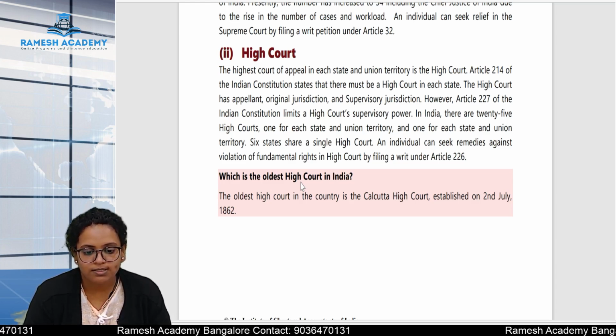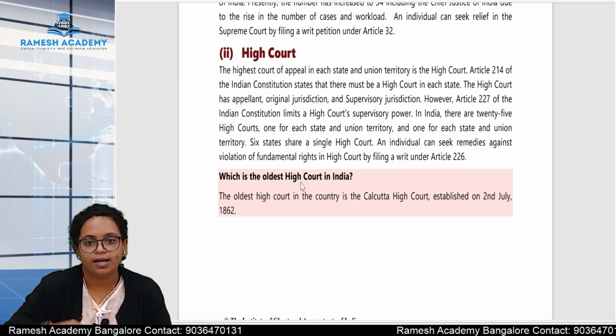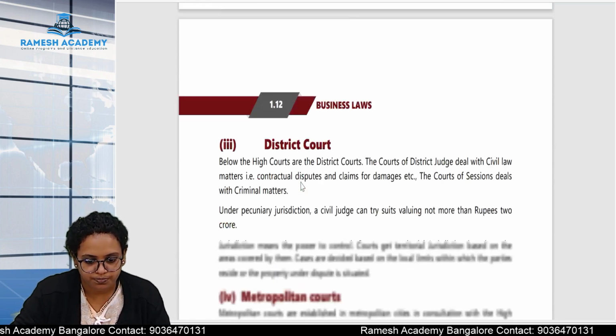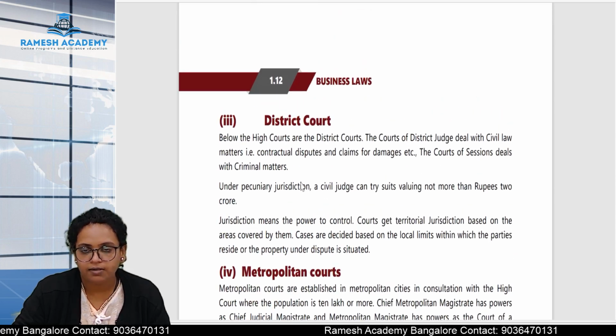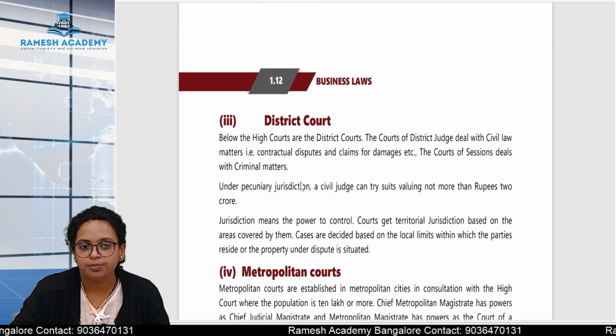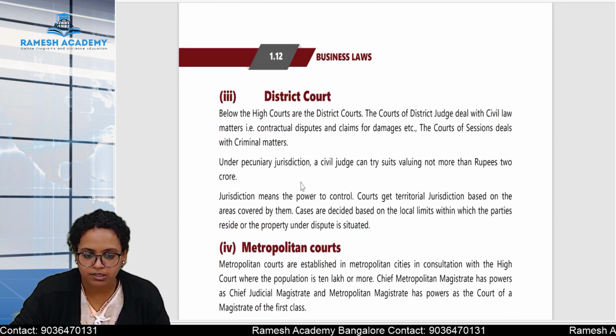Which is the oldest High Court in India? The oldest High Court in India is the Calcutta High Court, established on 2nd July 1862. Okay, now we have learnt about the Supreme Court and the High Courts. Now let us learn about the District Courts.